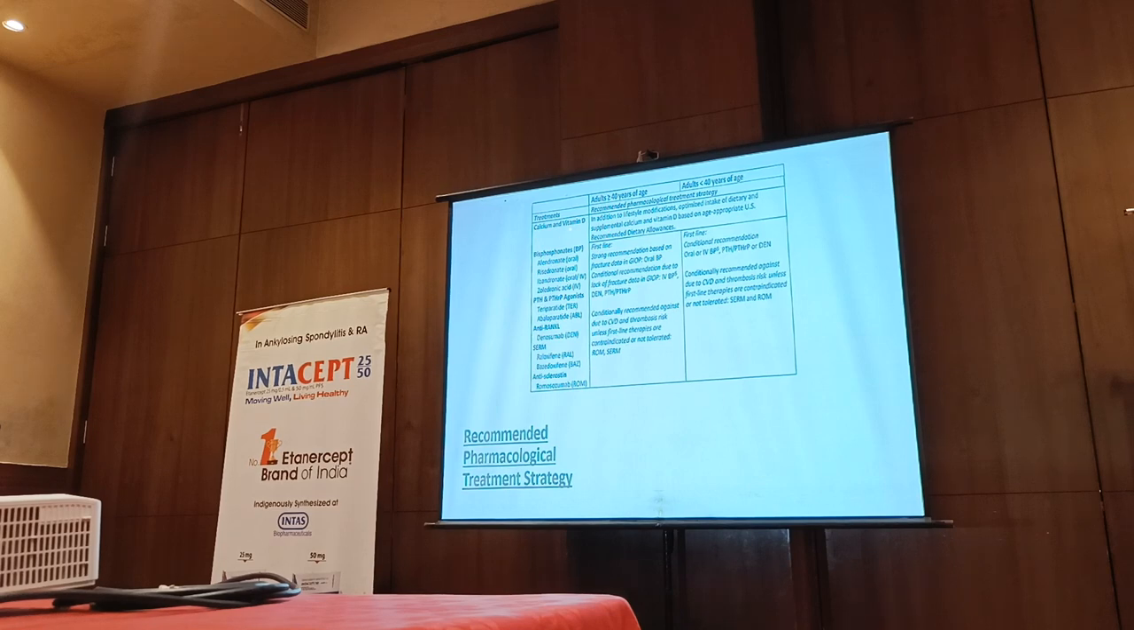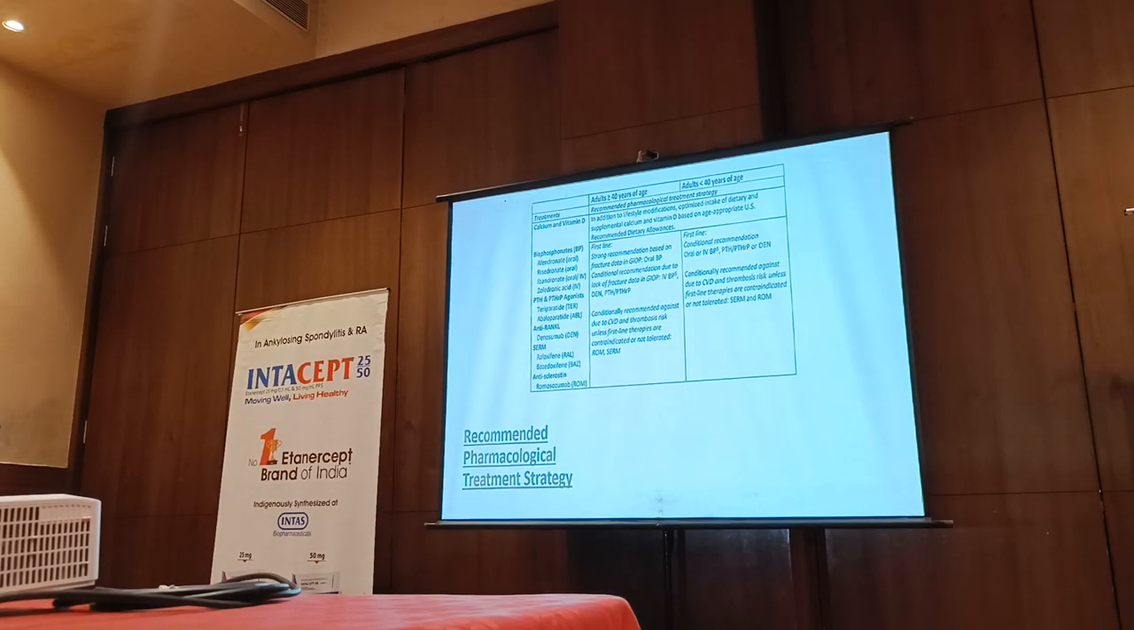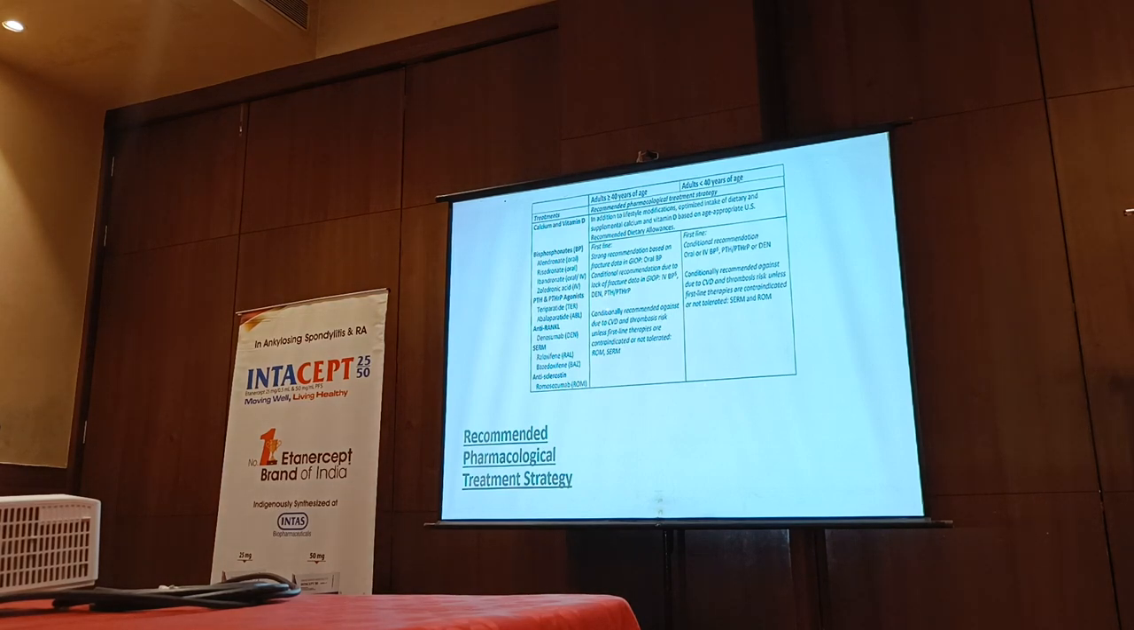Calcium, with lifestyle modification and dietary supplementation. I have already mentioned that calcium should be 1000 in patients less than 70 years and 1200 in those more than 70 years. Similarly, vitamin D up to 600 international units for those less than 70 years and 800 international units per day when they are more than 70 years.